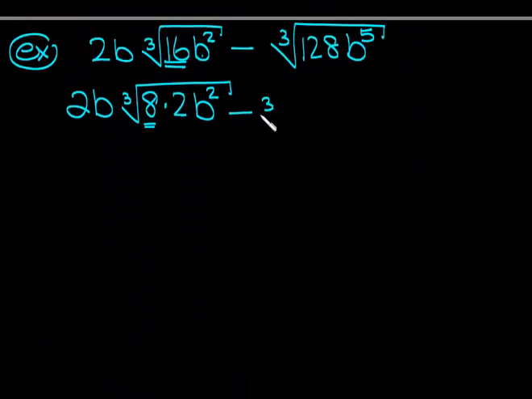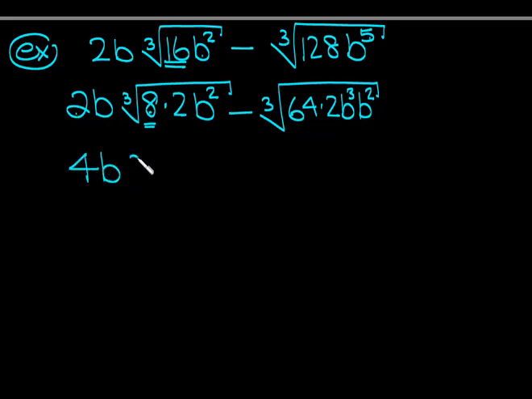So over here I can write it as the cube root of 64 times 2, and then b to the 5, since the power is 5 and the index is 3, I can write it as b cubed times b squared. Let's simplify this. The cube root of 8 is 2, the 2 comes out, there's already a 2 in the front, so 2 times 2 is 4b. I'm left with the cube root of 2b squared. Over here, the cube root of 64 is 4, so this came out. This power and the index are the same, so the base comes out, so you just get a b.